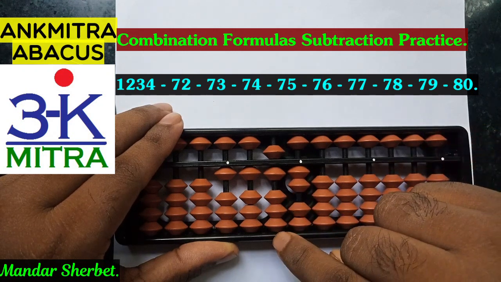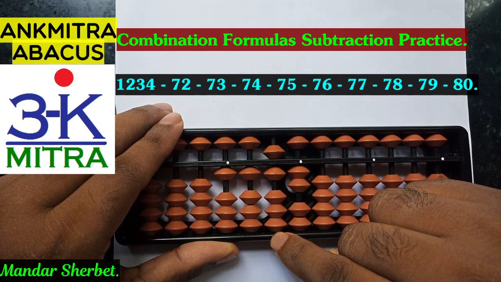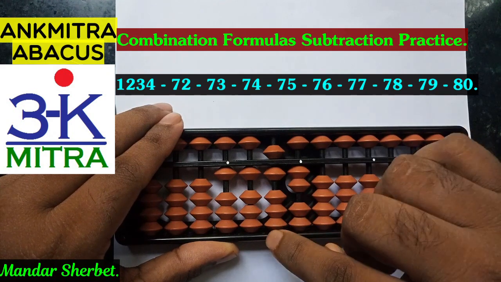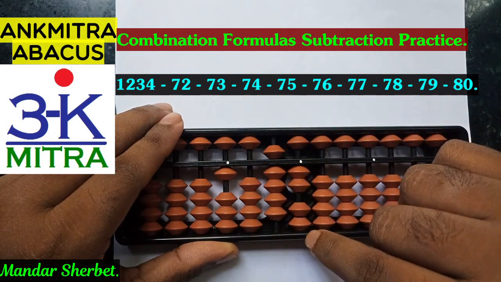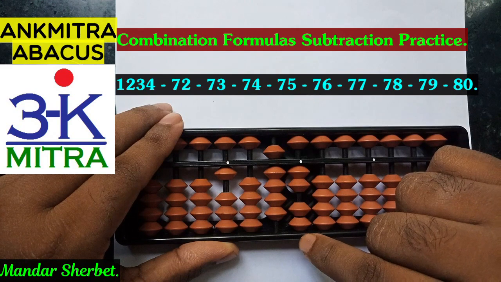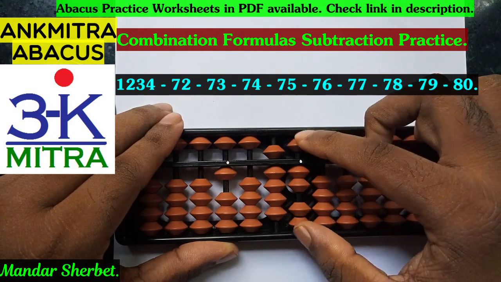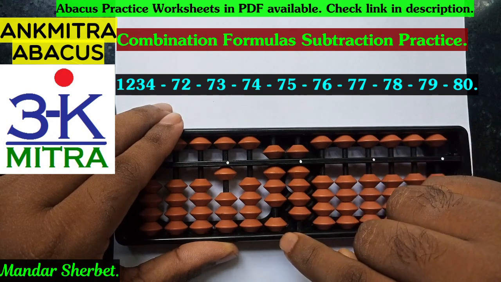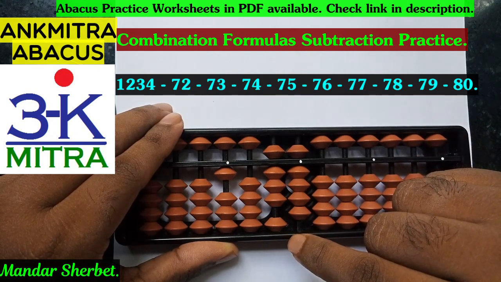Next number is subtraction of 73. For tens place, I need to use plus 3 minus 10 formula, which can be used straight away. So plus 3 minus 10, and on the units place, I need to subtract 3, for which the formula to be used is plus 7 minus 10. So plus 7 minus 10. So 73 is done. Next number to be subtracted is 74.